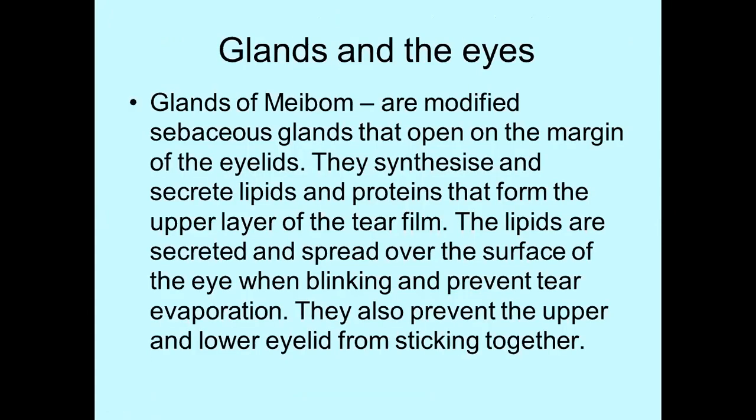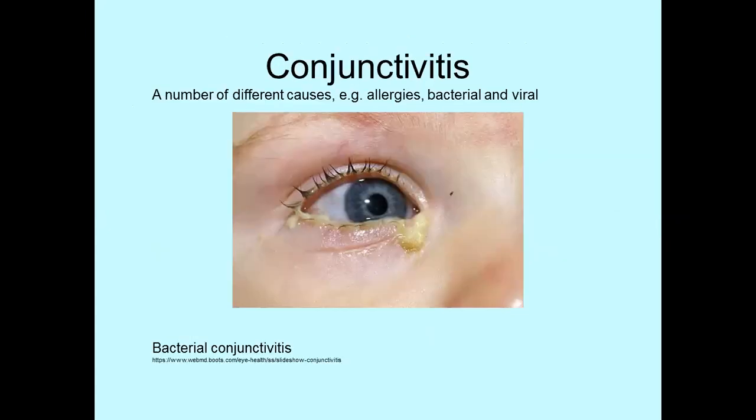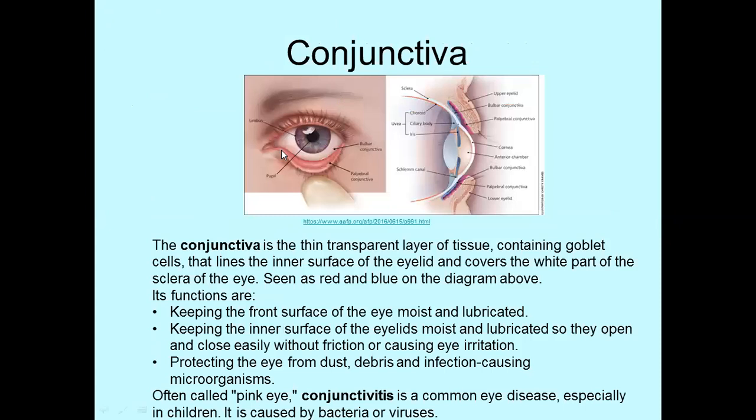Okay, glands of Meibom. These are modified sebaceous glands. Now, sebaceous glands are found all over the surface of the skin. They secrete sebum, which is a kind of oily substance. And these little glands of Meibom open on the margin of the eyelids. I'm going to show you the margin of the eyelids. So it would be all the way along there and all the way along there.